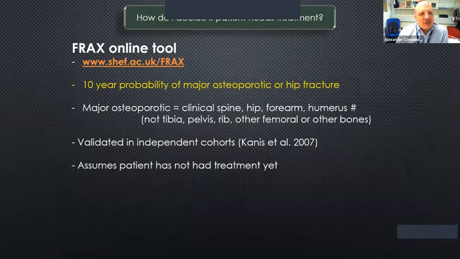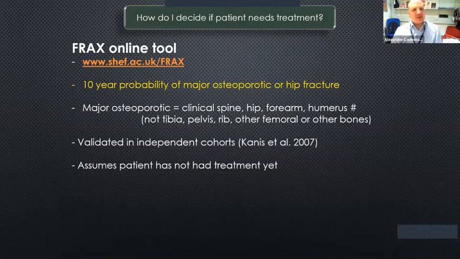FRAX gives you a 10-year probability of a major osteoporotic fracture. By major osteoporotic, that means clinical spine, and by clinical, that means there's been a clinical symptom, because a lot of spinal fractures can be silent. Up to half of them can be silent, so they're not clinical spine fractures, but they're equally as risk inducing. So major osteoporotic means clinical spine, hip, forearm, and humerus fractures. So it gives your risk of a fracture at any of those sites in the next 10 years, and also gives you a 10-year probability of a hip fracture.